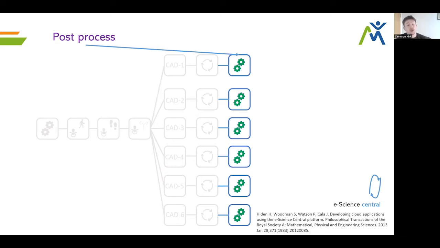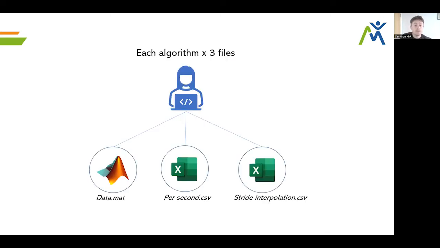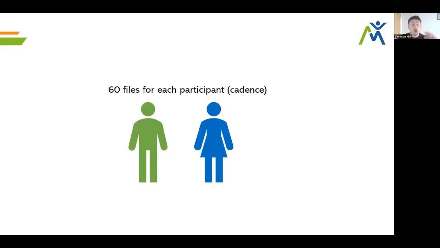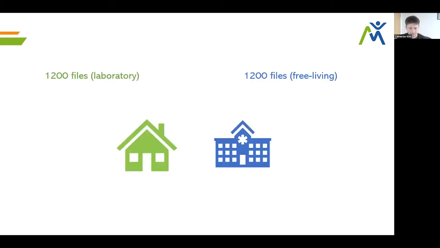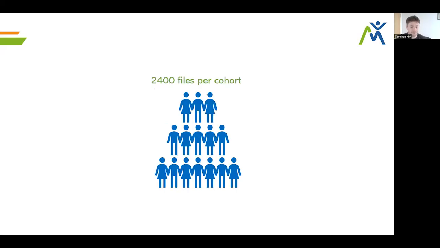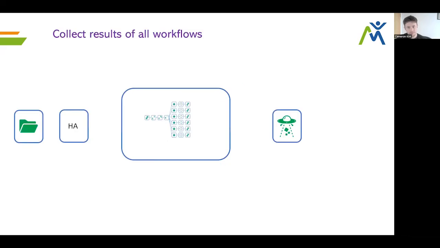So just for an indication of the file volume, each of the 20 Cadence algorithms has 3 output files, as you can see here. So there are 20 algorithms with 3 files each. Therefore, there are 20 participants. So each participant has 60 files in one context, either laboratory or free living. That means that there are 1,200 files per context. Each cohort has 2,400 files.